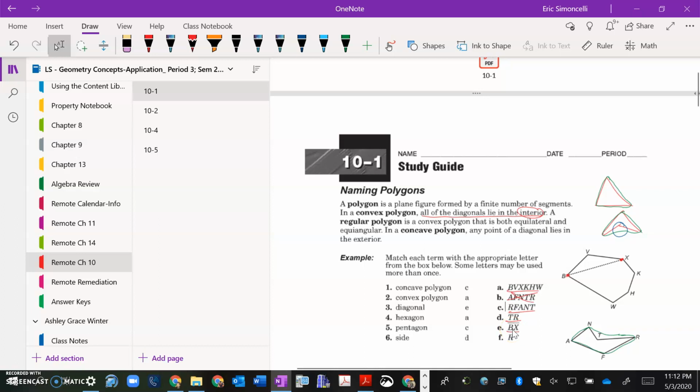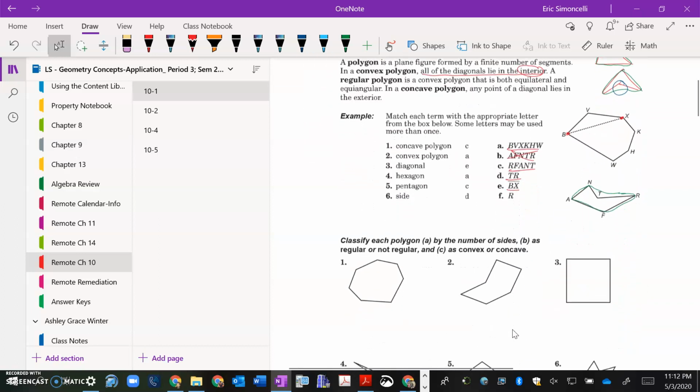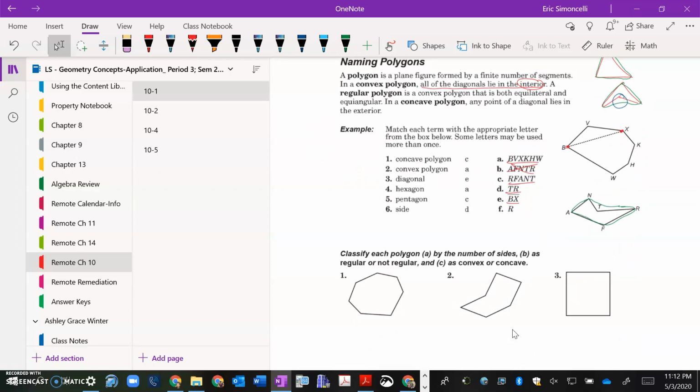asked. Let's move on. Classify each polygon by A, the number of sides, B as regular or non-regular or not regular, same thing, and C as convex or concave. Okay, so number 1, for part A, if you count the number of sides, we've got 1, 2, 3, 4, 5, 6, 7 sides. I did actually stop at 6 sides earlier when I was discussing the names of polygons. We go from a triangle, quadrilateral, pentagon, hexagon, and then this, because it's 7 sides, we say heptagon.